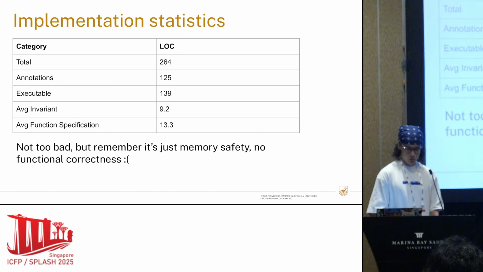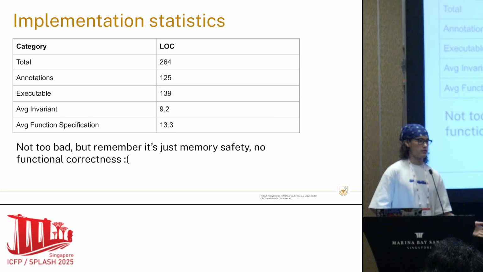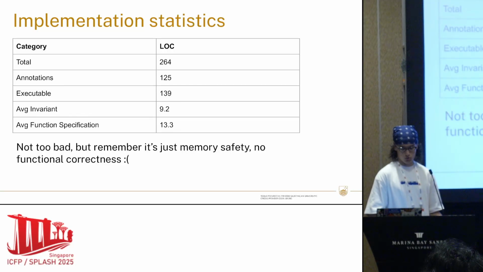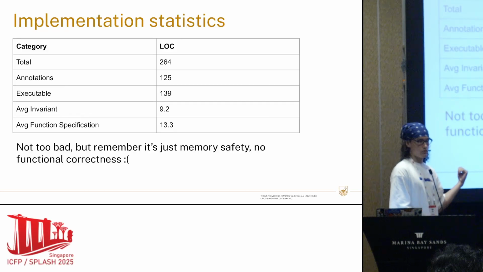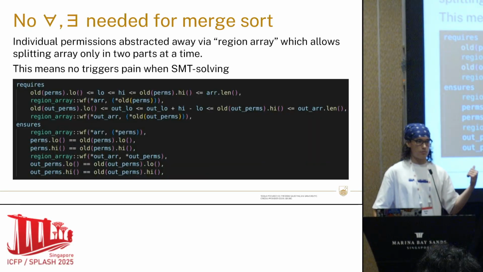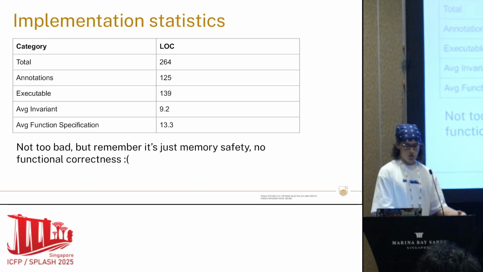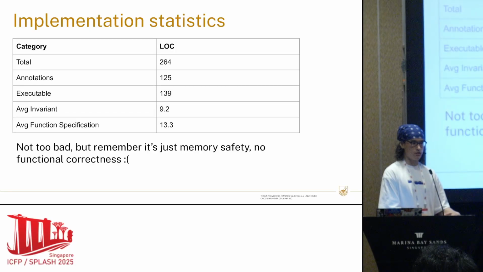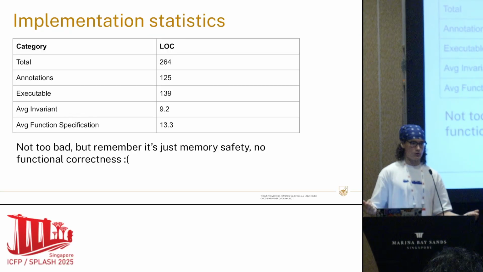But still, there are quite a lot of annotations. So there are 264 lines of code for the merge sort. Half of them is annotations, half of them is executable code. You might ask why there is any proof of memory safety if I said that memory safety does not depend on the specification and on the proof. Well, it's just because if I omit the specification, it won't compile. So I have to provide some annotations, and with them, it will compile. Otherwise, it won't infer what I want.